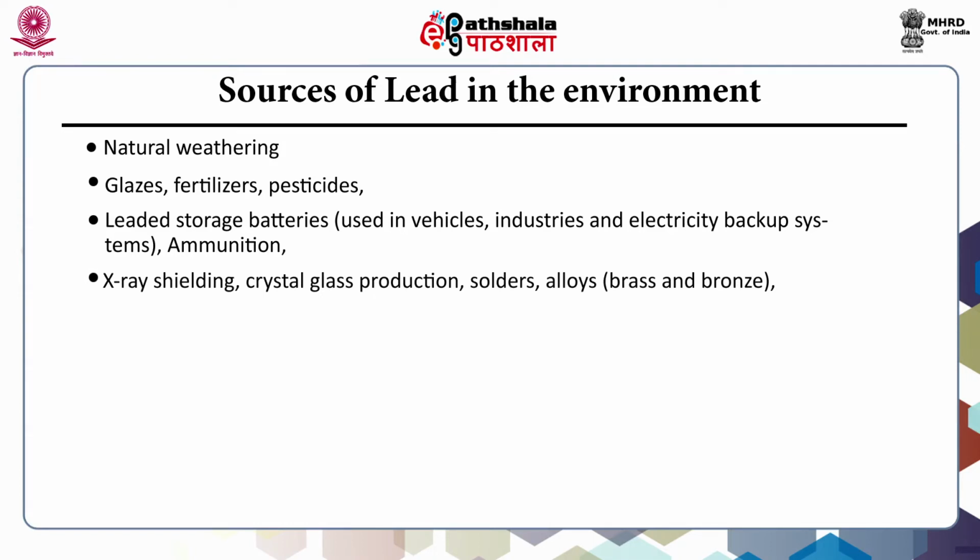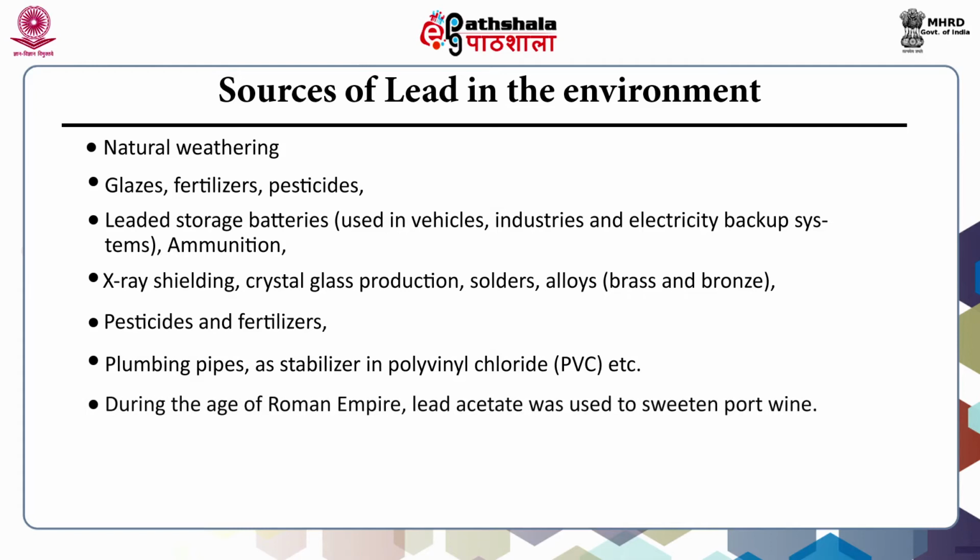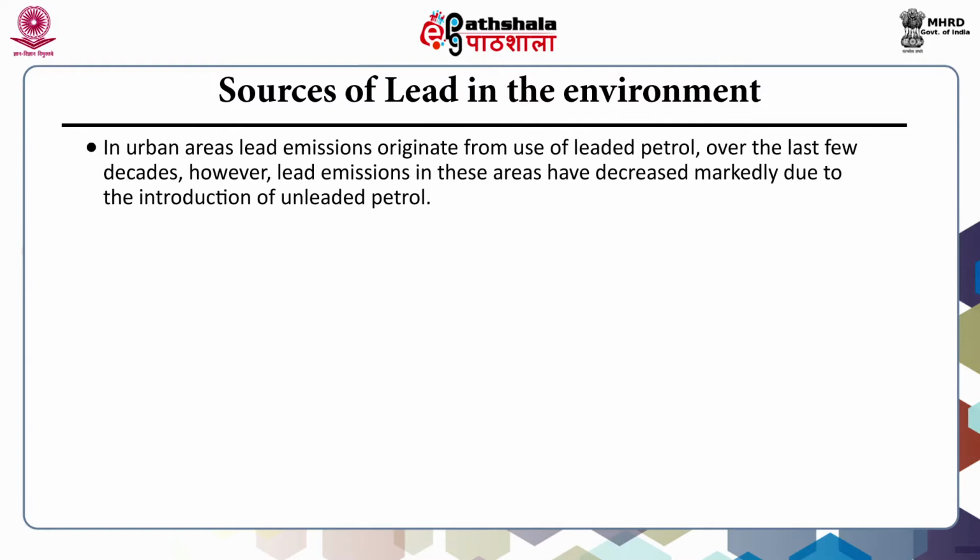then crystal glass production, solders, and alloys like brass and bronze, which contain lead. Then pesticides and fertilizers, plumbing pipes. This is also used as a stabilizer in PVC, and there are many other industrial applications of lead. During the age of the Roman Empire, lead acetate was used to sweeten port wine. In urban areas, lead emissions originate from the use of leaded petrol, although nowadays this is banned.